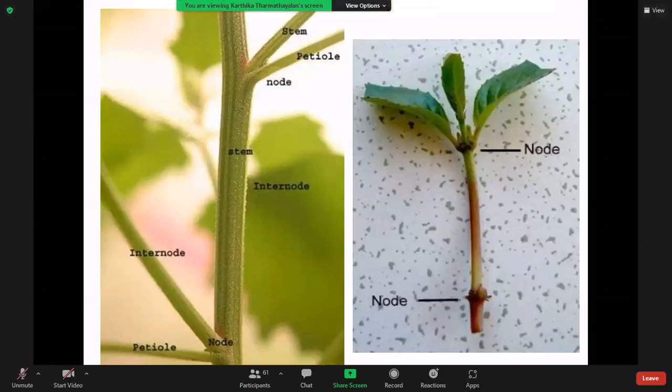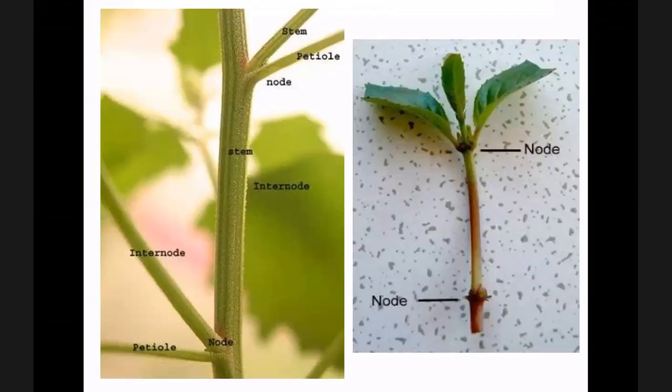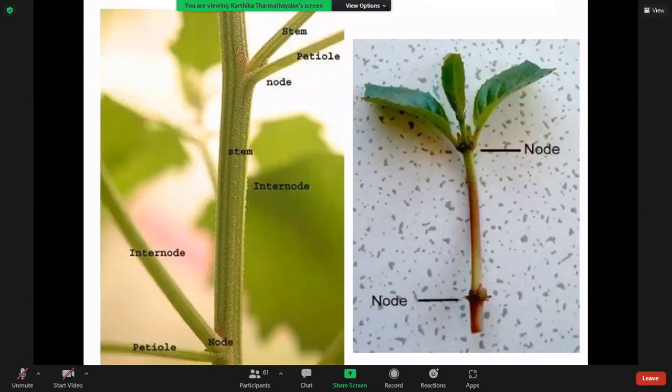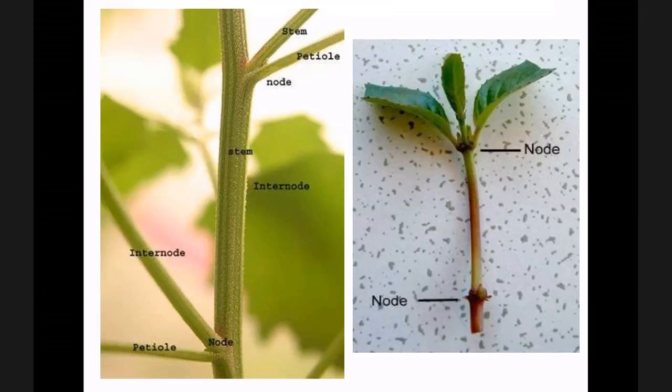This is the stem picture. You can clearly see the node and the internodes. The region between two successive nodes, we call it the internode.